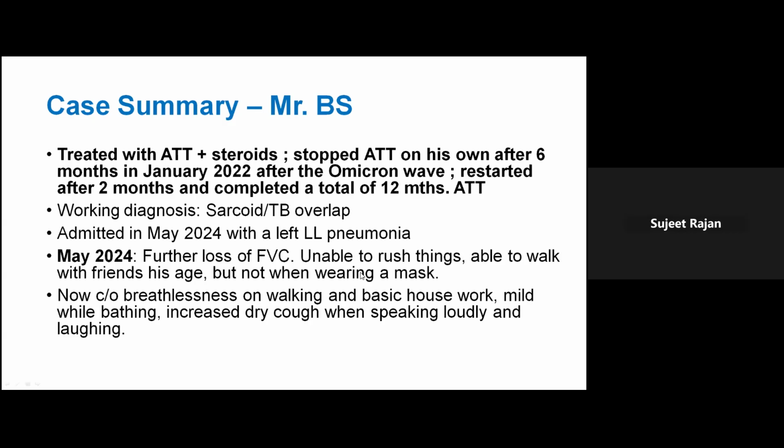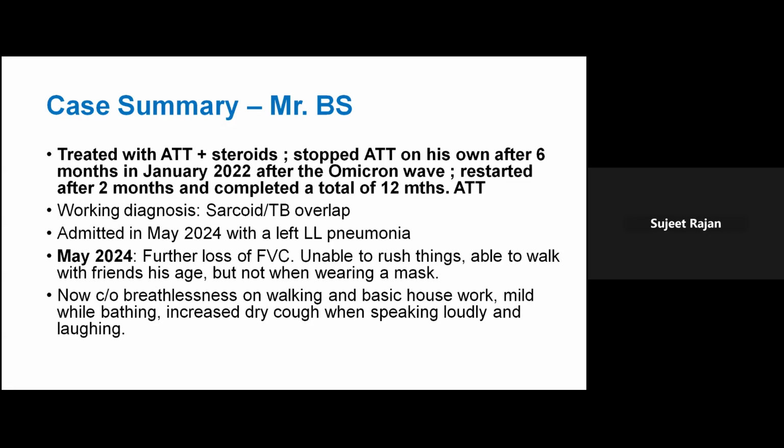So I'll just recap. He was treated with ATT and steroids, stopped ATT on his own, and then we finished 1 year. Everything was stable. He didn't come back for too many follow-ups except his routine lung function. He was off steroids, off ATT. But he got admitted last year with a left lower lobe pneumonia, and Bhavin will show those scans. And he'd lost more vital capacity.